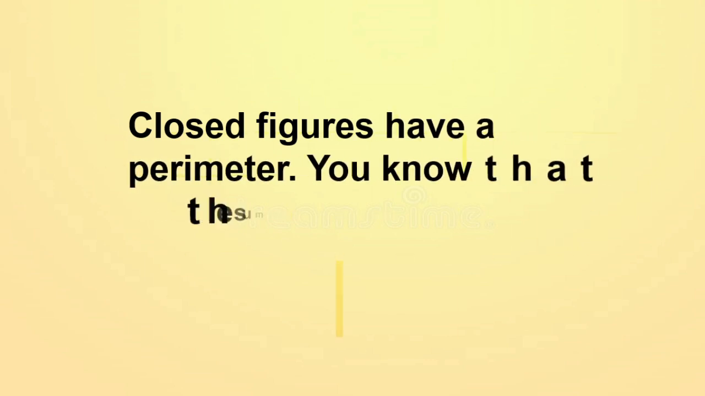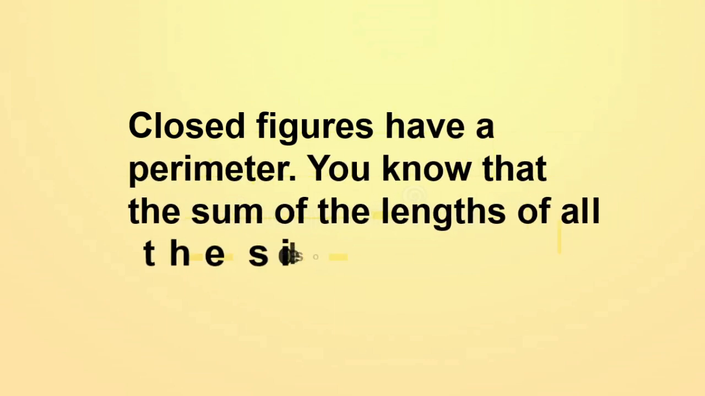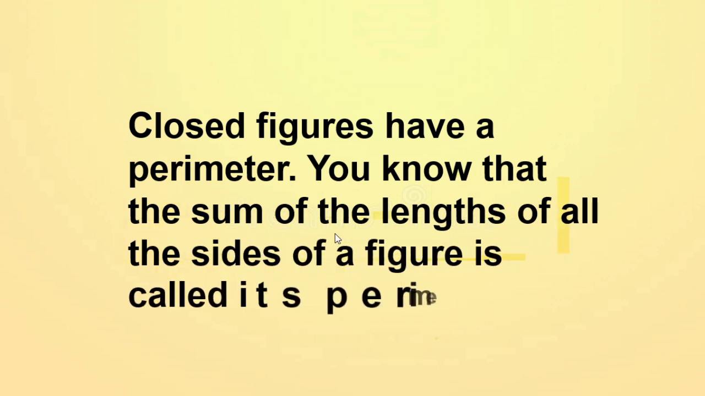Here, closed figures have a perimeter. Remember this? Closed figures have a perimeter. You know that the sum of the lengths of all the sides of a figure is called its perimeter. This is a general statement. Maybe it is rectangular in shape, maybe square, maybe triangular, maybe pentagon. Then what we have to write for the general statement? Closed figures have a perimeter and the sum of all sides of that figure is nothing but the perimeter of that figure. Okay?